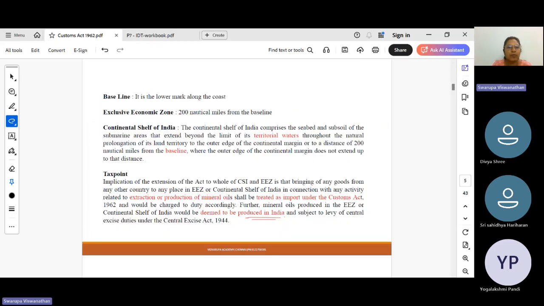What is the tax point in case of customs? Tax point in case of customs is when they enter the territorial water. So as soon as a ship crosses the territorial waters, it comes under the administration of the Indian Customs Act.